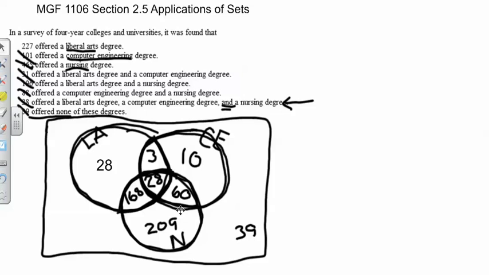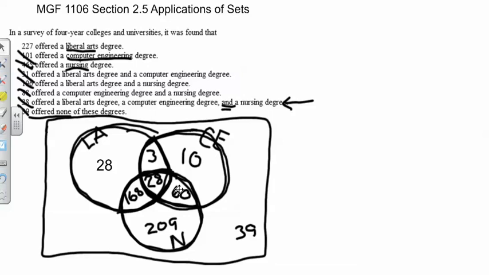Now if they said how many offered a computer engineering degree and a nursing degree, but not a liberal arts degree, then it would have to be outside of the liberal arts, because it said but not the liberal arts degree. So computer engineering and nursing, that'd be 28 and 60. But since it said but not liberal arts degree, that means we don't want the 28. So our answer would just be 60 colleges. So be very careful with how the wording of the problem is.